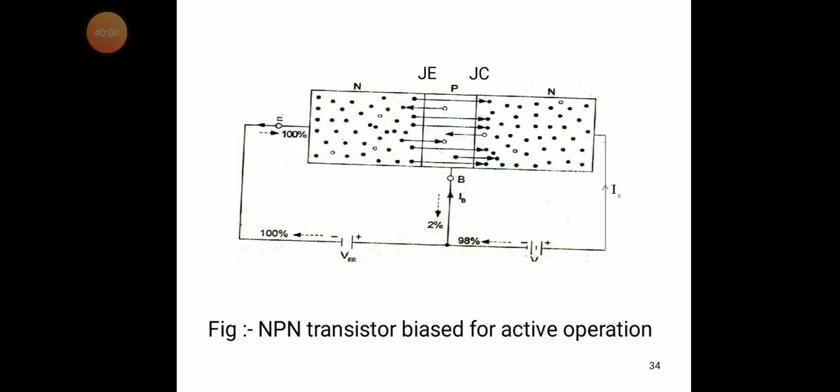Here also we need to connect the emitter junction in forward bias and the collector junction in reverse bias. Emitter junction means N, we need to connect minus, and P, we need to connect the positive. So this is a forward bias, and the collector junction is reverse bias. N is for plus, P is for the minus, as shown in the figure.